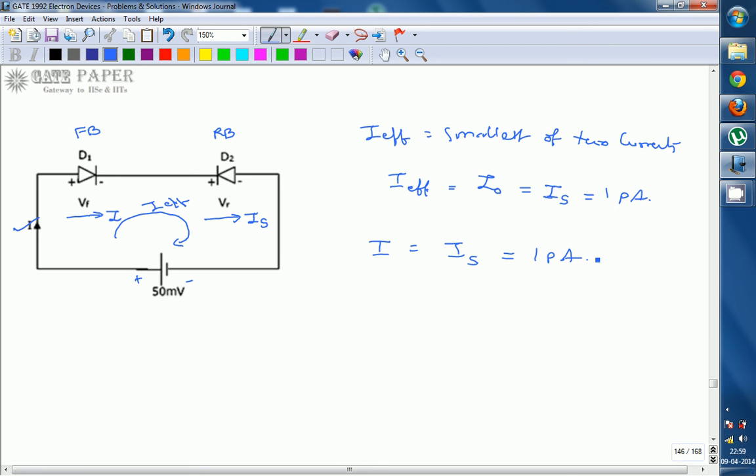Next we are interested in the calculation of Vf and Vr. Vf is the voltage across the forward biased diode, and Vr is the voltage across the reverse biased diode. Remember that whenever you check the VI characteristics of a diode, it will look like this. Under reverse bias, the characteristics are going to look like this.